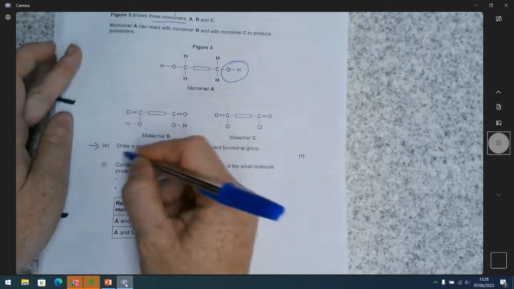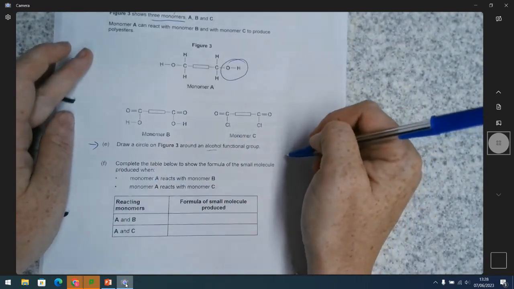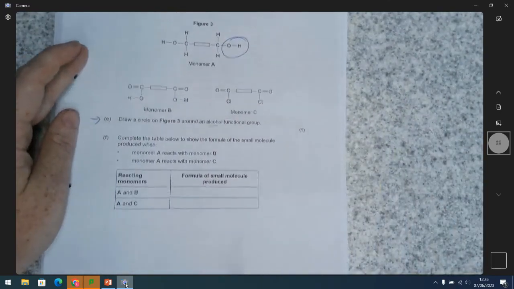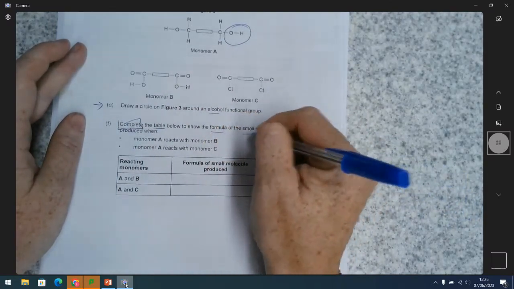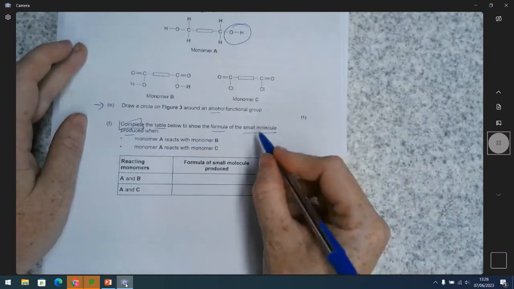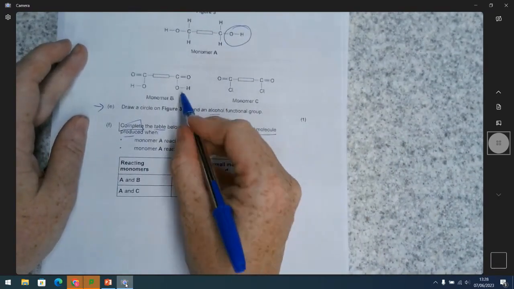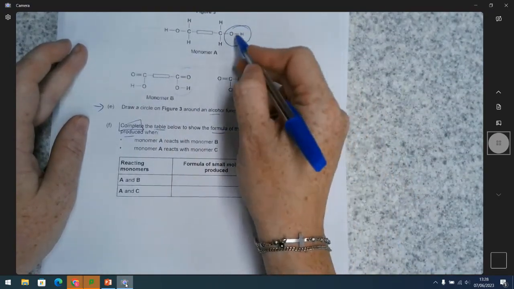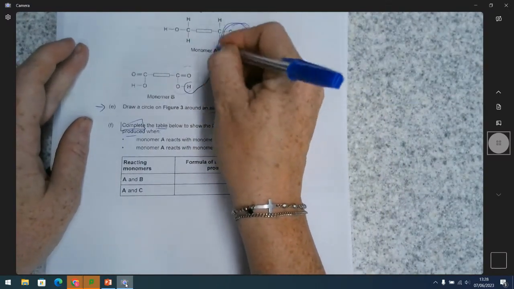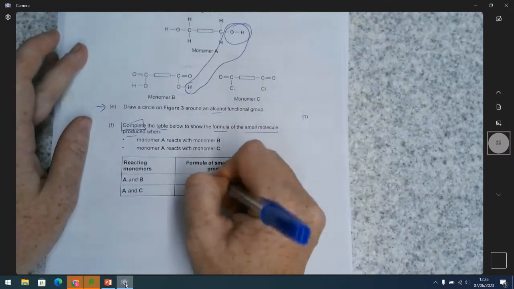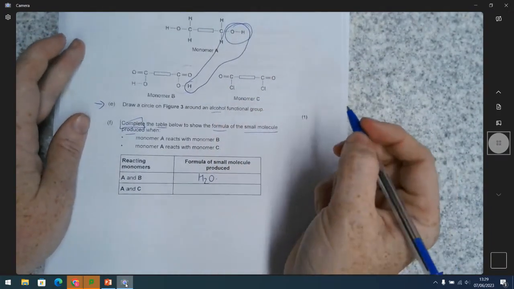Now, they're the kind of questions you would miss because there's no space to write an answer. So just be careful, take your time with it because they can catch you out, those ones. Complete the table below to show the formula of the small molecule produced. So I've got monomer A, which is my alcohol, reacting with monomer B, which is my carboxylic acid. So I can see they're going to react and they're going to produce water, H2O.